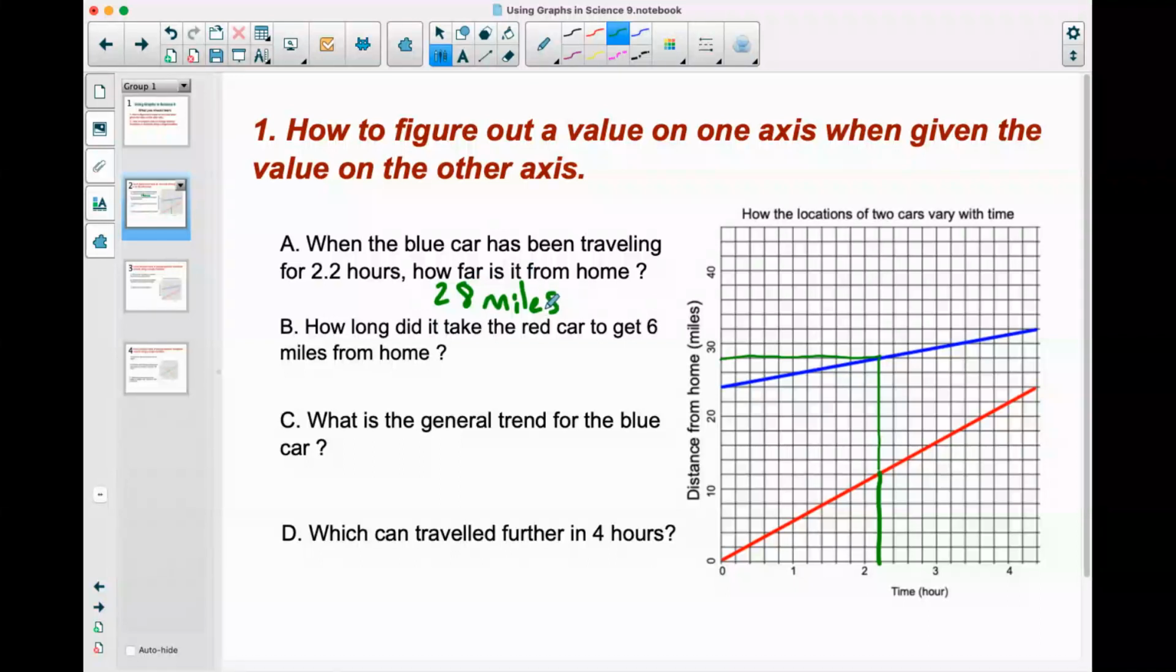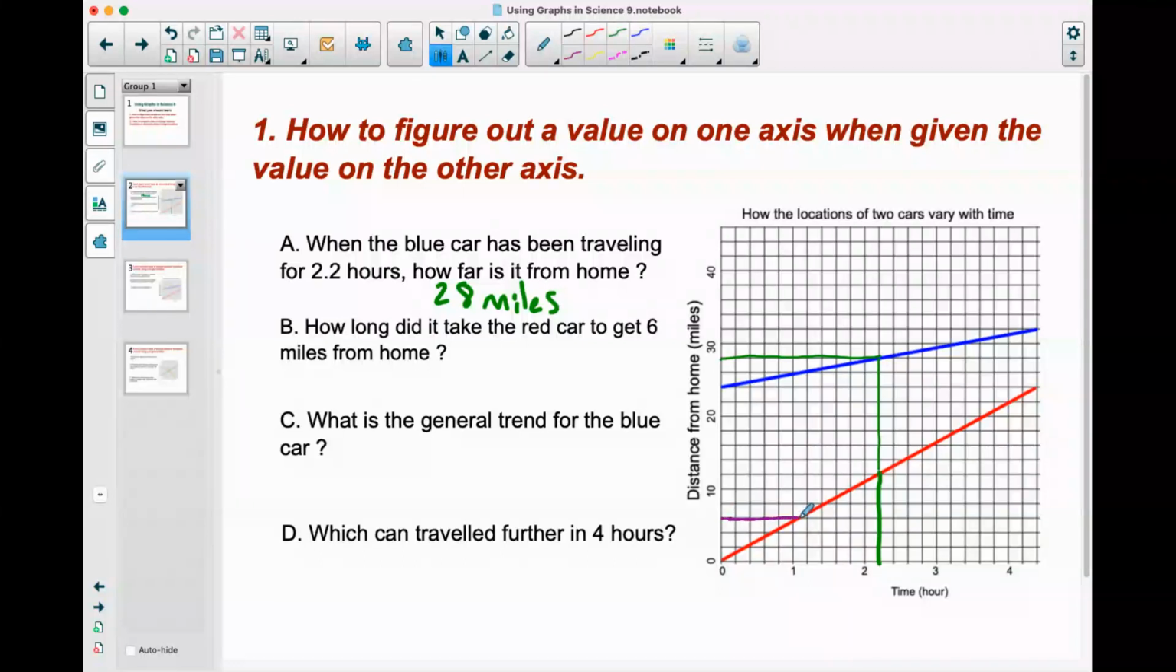Now, of course, we could go the other way also. We could ask, how long did it take the red car to get 6 miles from home? Let's choose some lines to work with, and let's find 6 miles from home. Here's 0, here's 10, so each of these must be 2, 4, 6. So here's 6.